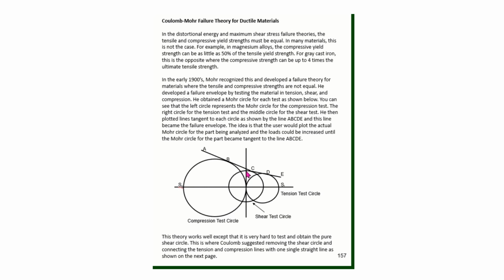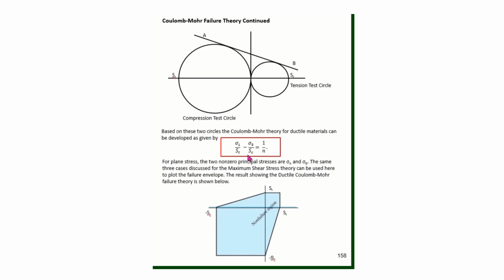It does a good job, but it's pretty hard sometimes to get this middle circle where we have pure shear. And so this is where Coulomb came in and modified the theory and said, let's get rid of this shear circle and just combine the compression and the tensile test circles with one straight line. So the Coulomb portion of this is to get rid of the shear and just take the compression test and the tension test and get one straight line here.